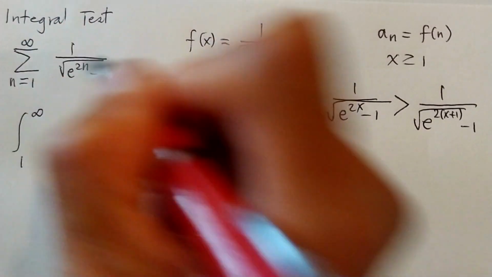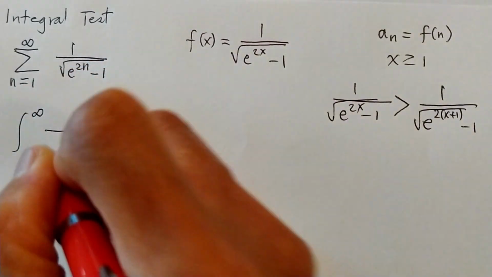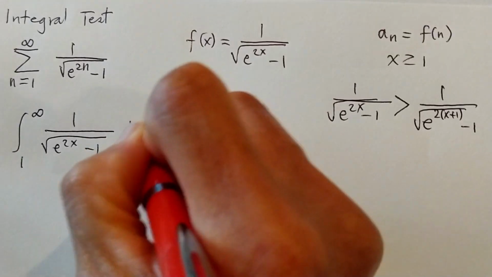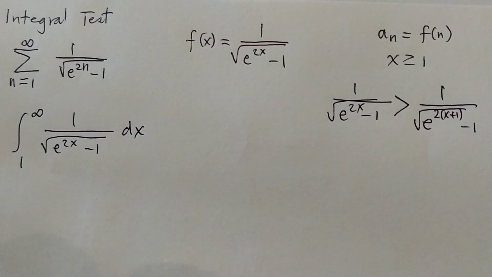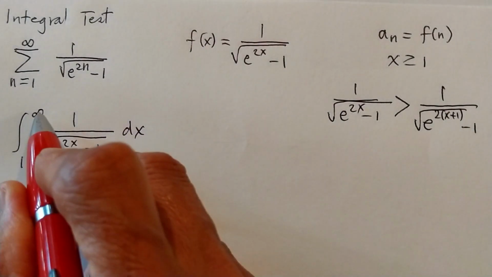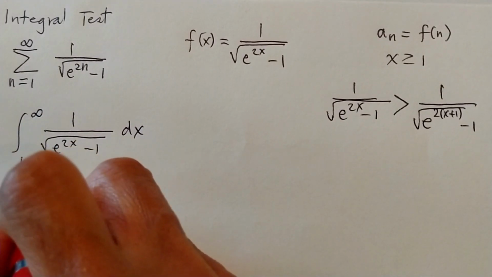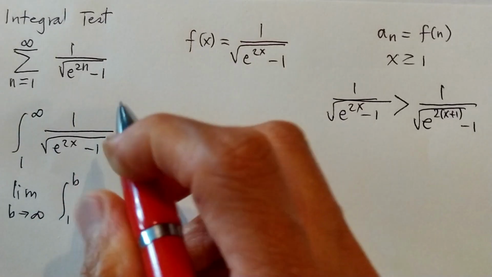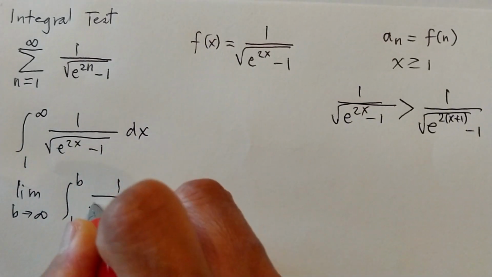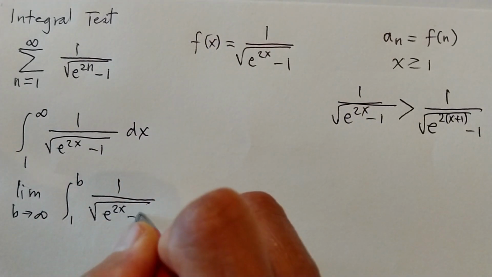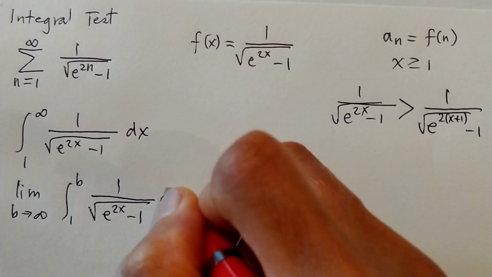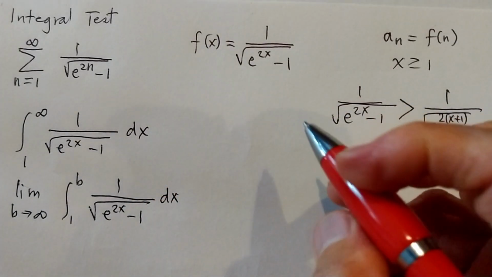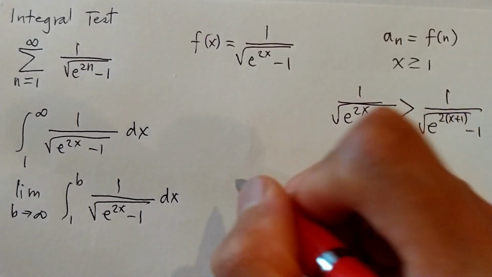The integral from 1 to infinity of 1 over the square root of e to the 2x minus 1 dx. What I'm going to do is, again, replace infinity by some variable b and apply the limit. And so we get the integral from 1 to b of 1 over the square root of e to the 2x minus 1 dx. This appears that we can rewrite in the form of arcsecant.